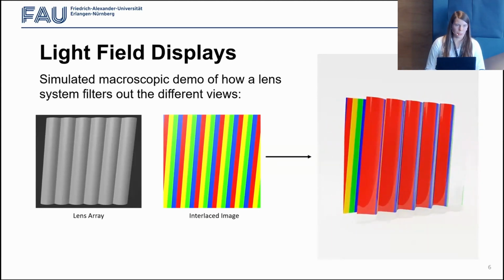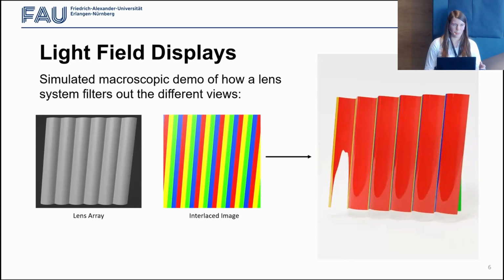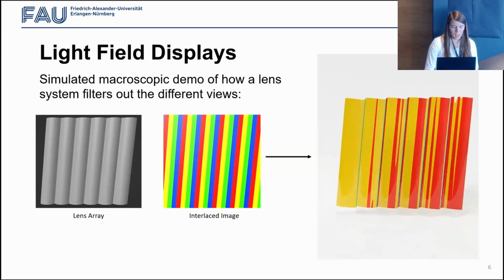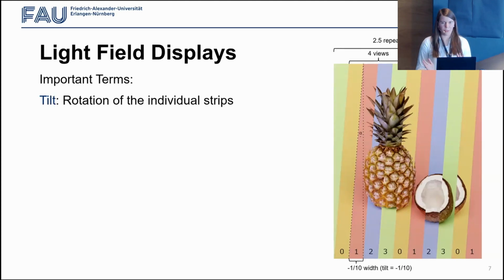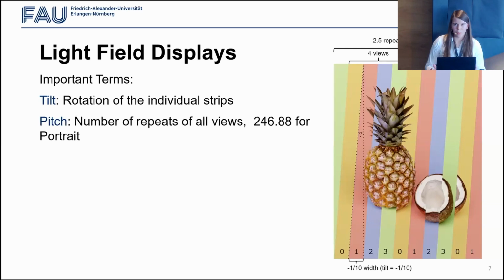In order for this to work really well, the interlaced image has to match the display optics in front of it perfectly. And in order for this to work, there are some important terms regarding this interlaced image. First of all, there's the so-called tilt, which simply describes this rotation of the strips in the interlaced image. This tilt is usually applied to reduce moire artifacts. Then there's also the so-called pitch, which describes the amount of repetitions of all views in the interlaced image. In our example here, the pitch is 2.5 because we're repeating views 0 through 3 around 2.5 times in this image. In reality, these pitches are a lot larger.